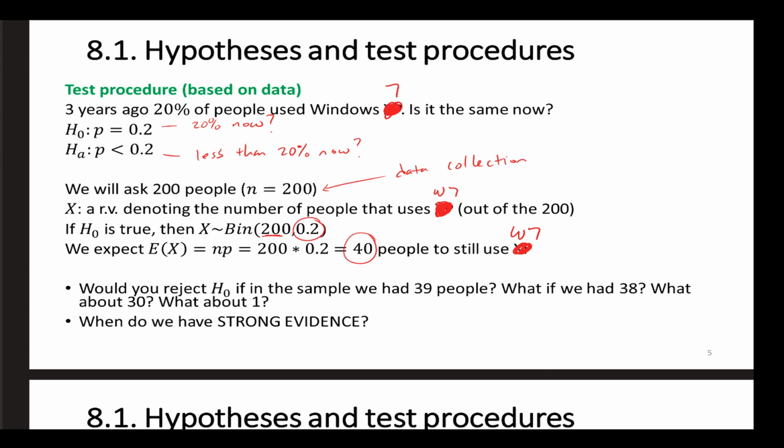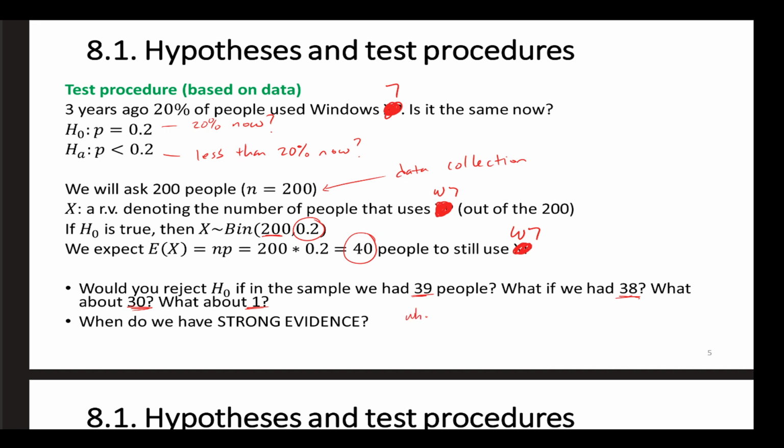Would you reject the null if, in the sample, we had 39 people use Windows 7? Would you reject the null if it was 38? What about 30? What about only 1? Which one is strong enough? That's the idea. Which one is statistically significant? You say, okay, which one is strong enough? So how many people would you need to say that they still use Windows 7 to say, oh no, it's definitely not 0.2, it's definitely less than 0.2.